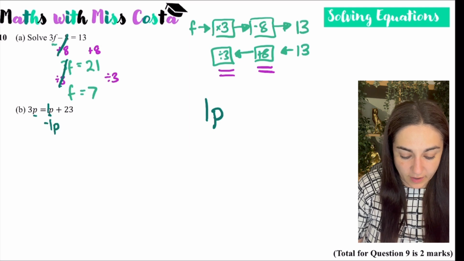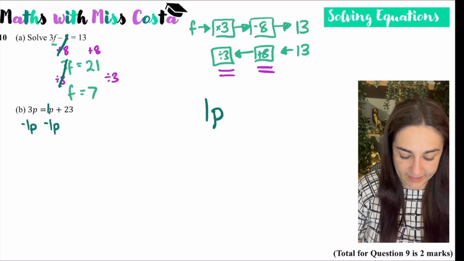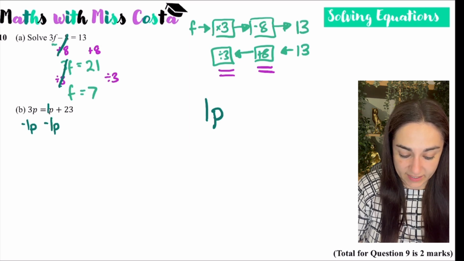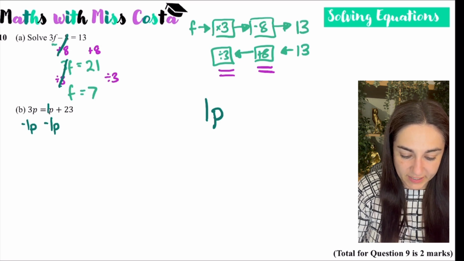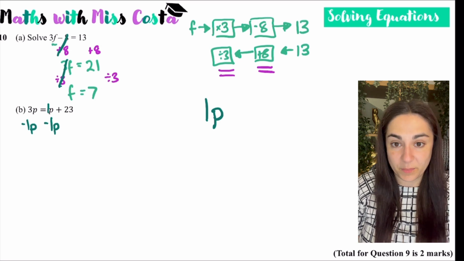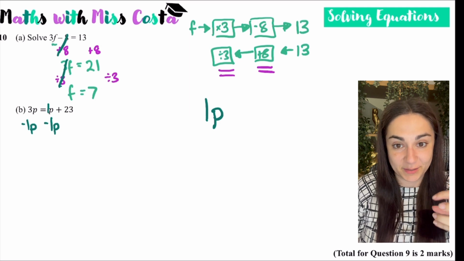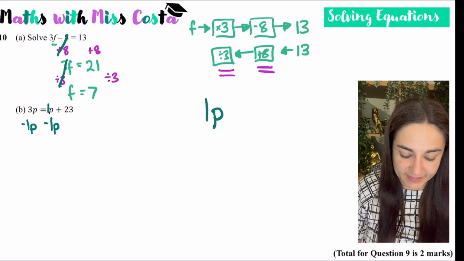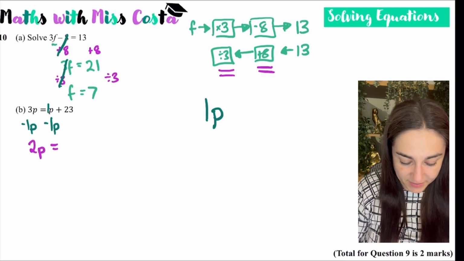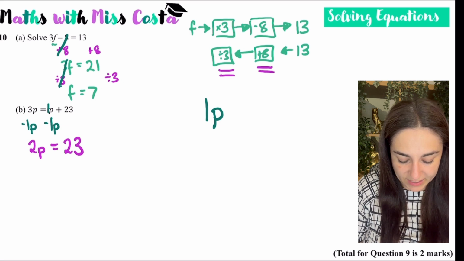So what I want to do is subtract 1P so that I can move it to the other side. To move anything from one side to the other, you always have to do the inverse function. So 3P, take away 1P. And remember when we said when we're simplifying, collecting like terms with addition and subtraction, we can imagine it's a tangible object. So let's say 3 potatoes, take away 1 potato, leaves me with 2 potatoes. So 2P is equal to 23.